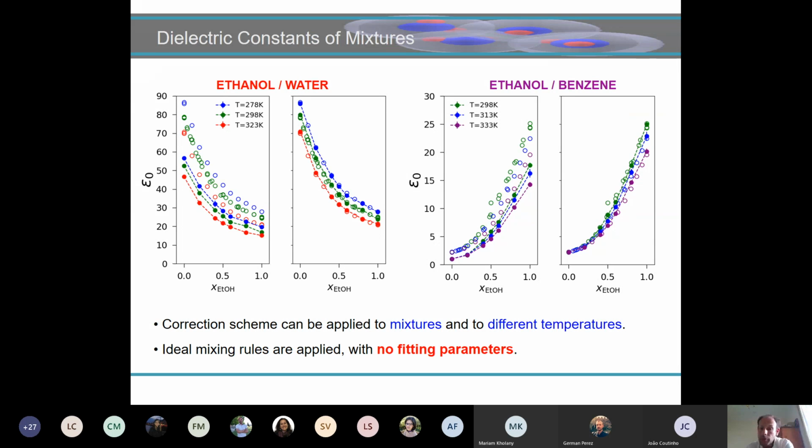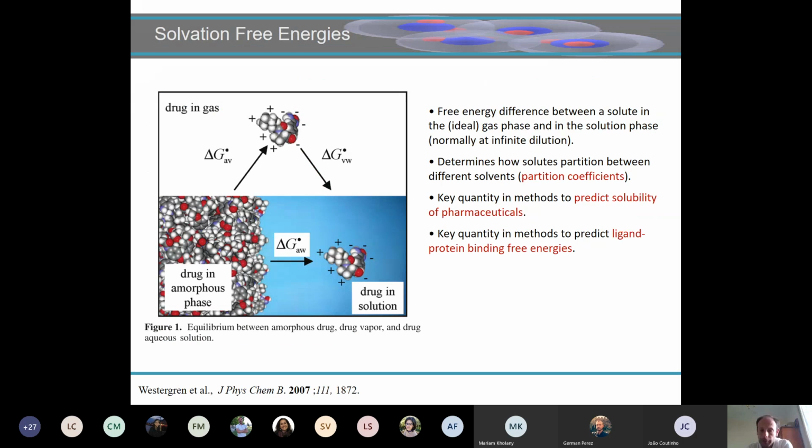So that was the first example, applying this to dielectric constant. Now let's look at the solvation-free energies. I think most of you will be familiar with this idea. Solvation-free energy is essentially a measure of the free energy difference between a solute or a molecule in the gas phase and in the solution phase.